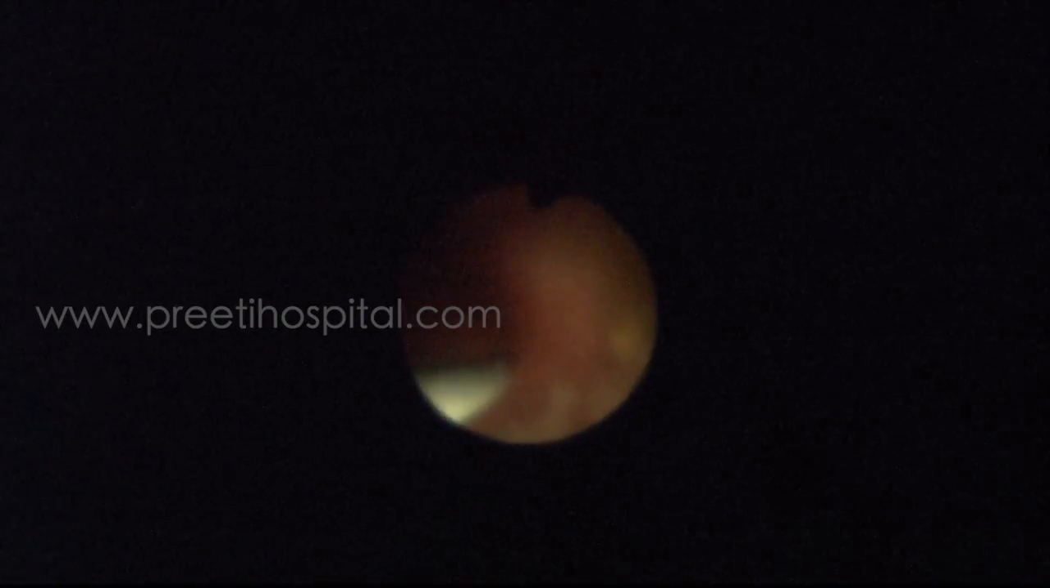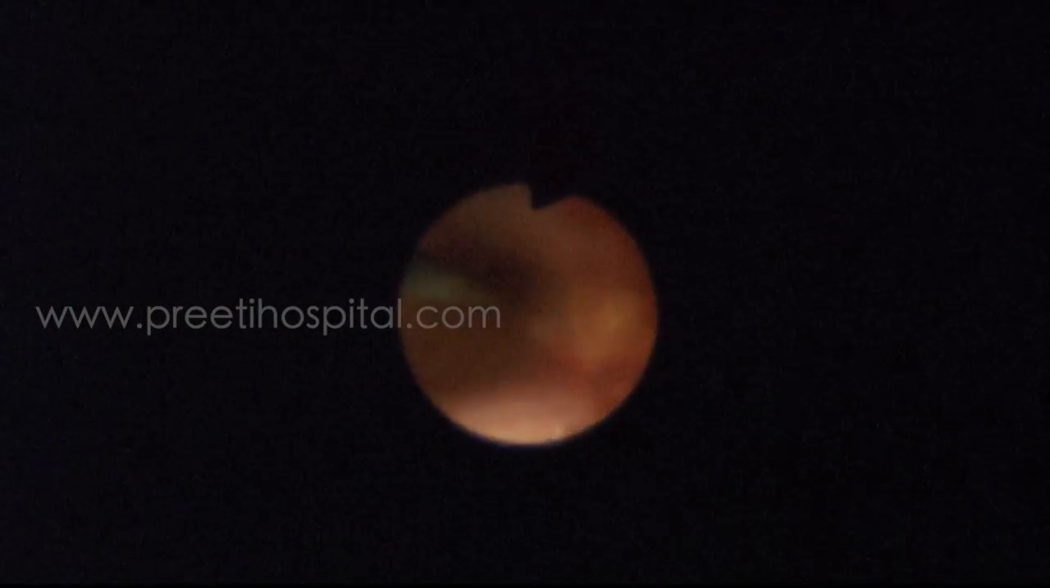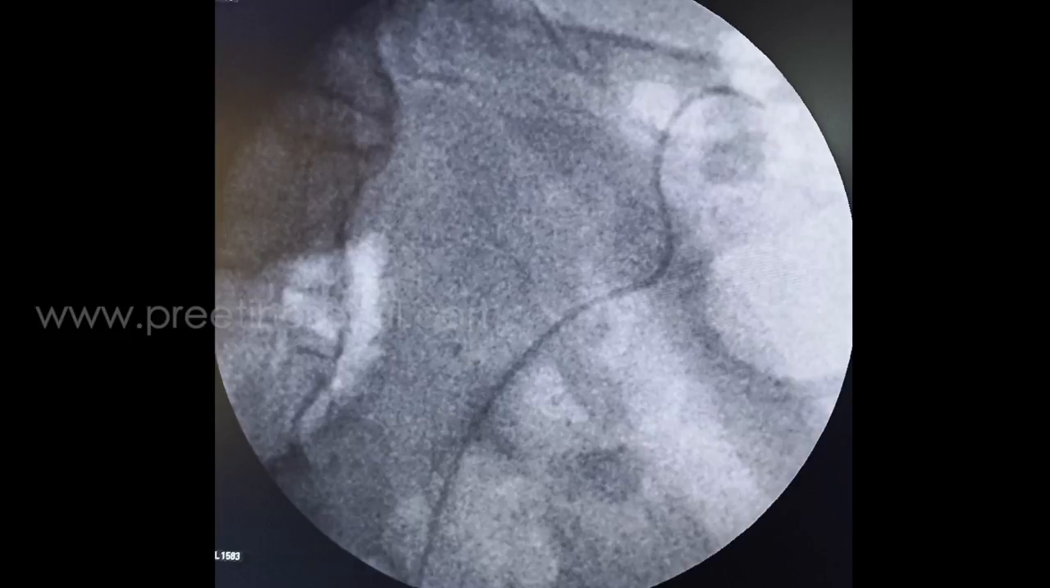This is the guide wire which is passed into the diverticulum under flexi guidance, and a stent is threaded over the guide wire to be placed inside the diverticulum.